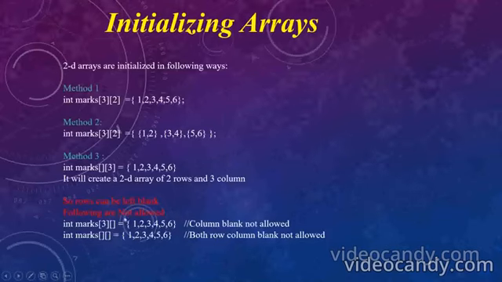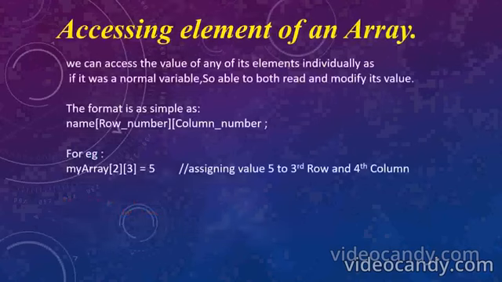Similarly, let's discuss these two notations. In the first we have int marks, where the row is there but the column is blank. This is not allowed, it will throw an error. So the column is mandatory. And the next one has both column and row blank, which again will throw an error.